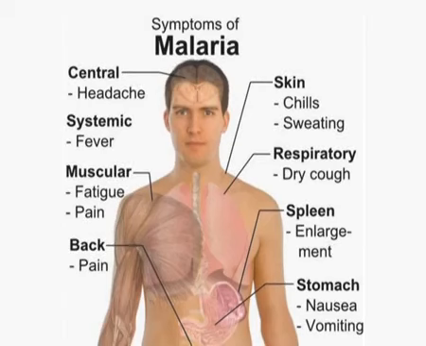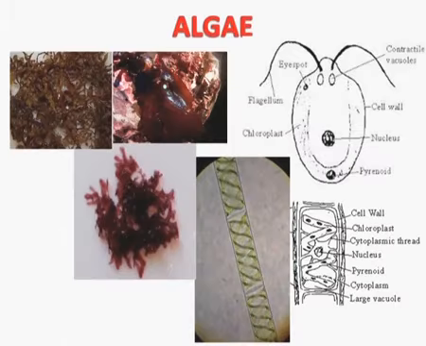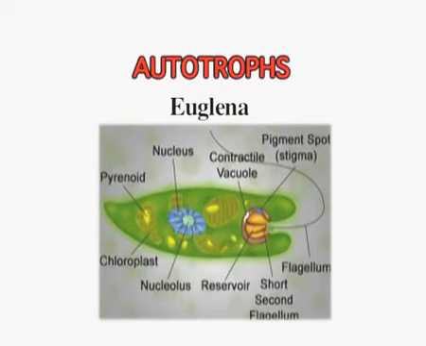They can either be parasitic, as I have said that the parasitic ones will live inside the body of the host. For example, trypanosoma, leishmania, and can cause diseases. Leishmania causes kala azar, whereas trypanosoma causes sleeping sickness in human beings. They can be autotrophs, for example, euglena, which can manufacture its own food with the help of chlorophyll. They can be saprophytic or they can be heterotroph.